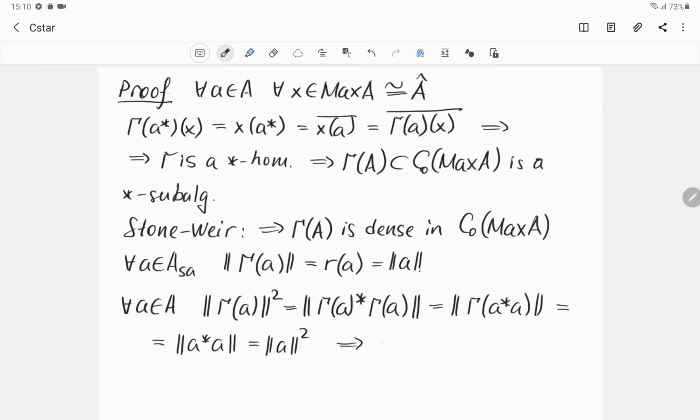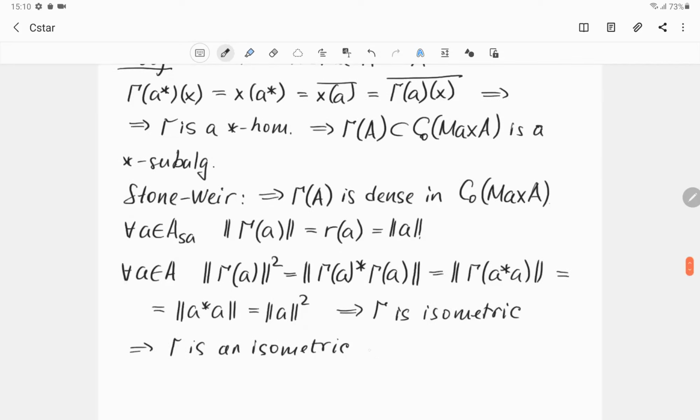So we see that gamma is isometric, and since its image is dense, and the image of an isometry is always closed, we conclude that gamma is an isometric star isomorphism. Okay, so this completes the proof.